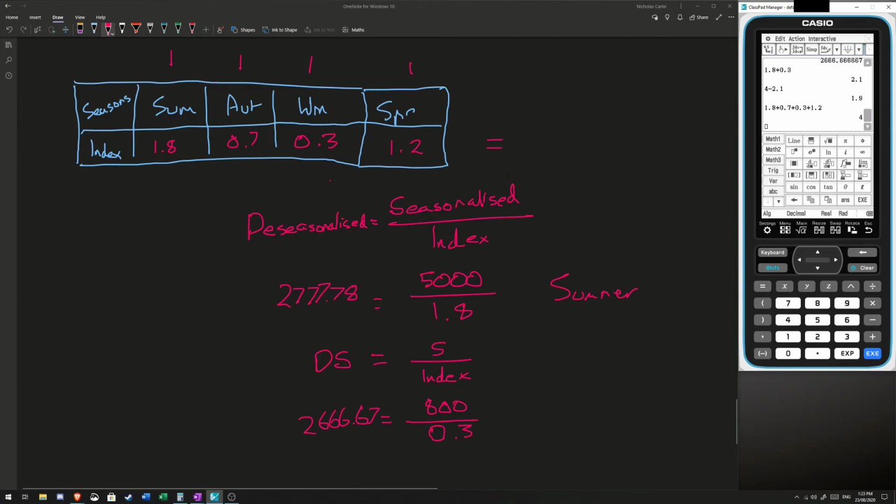Now, I don't know if that made sense, but a lot of the questions you'll get won't tell you what winter is. They'll tell you what the other 3 seasons are, and you just need to work out how to figure out the seasonal index. Just imagine there's 1 on each season. That's how much we need it all to add up to. So 1, 2, 3, 4. Then we go 4 take away 1.8, take away 0.7, take away 1.2. That gives us 0.3 for winter. Easy enough? Hope so.